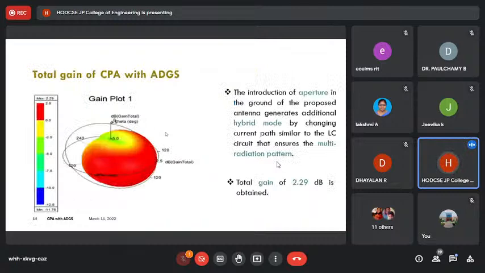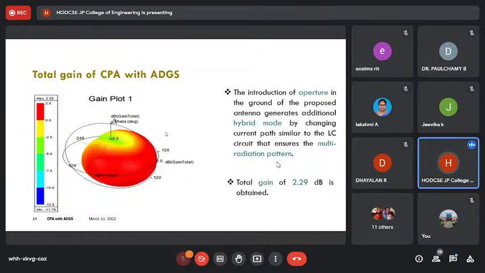Next, let us move to the total gain of the proposed work. Here we introduce the aperture in the ground. The proposed antenna generates additional current that disturbs the entire current distribution at the ground. That produces a hybrid mode of current distribution. So by changing the current path, the operation has an analogy.